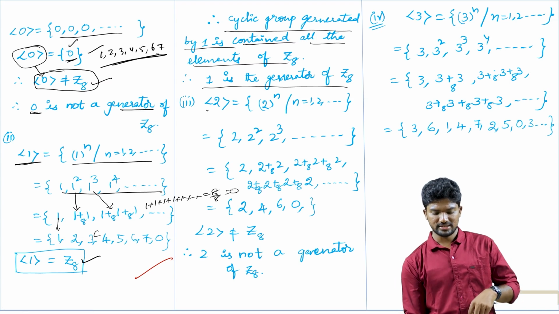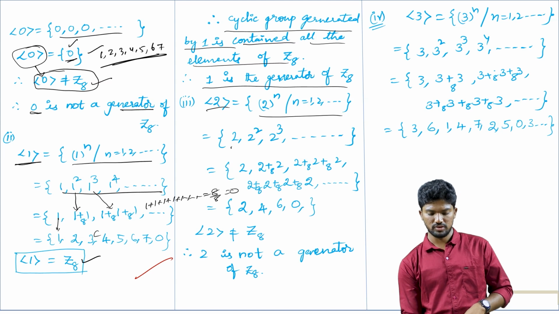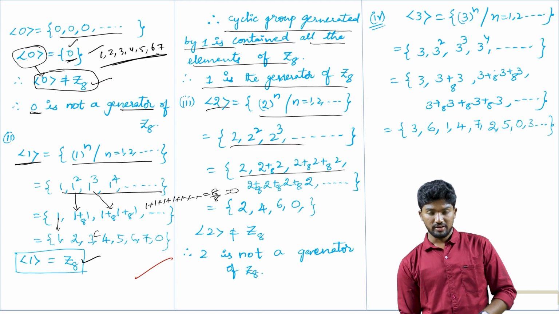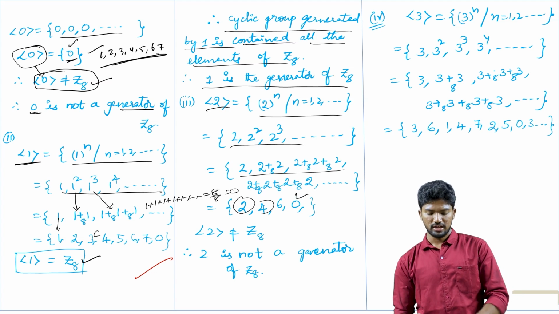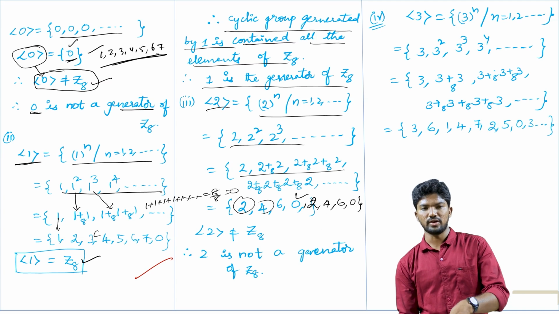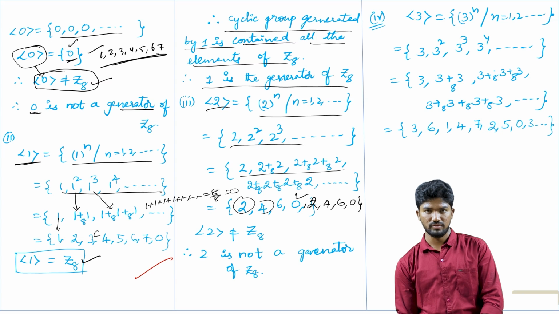Similarly, we have the third element 2. 2 power n, where n is equal to 1, 2, 3. You have to substitute the values, apply the addition modulo and divide. You will get the first value 2, 2 plus 2 is 4, 4 plus 2 is 6, next value 8, and 8 mod 8 gives remainder 0. If you proceed like that, again you will get the next value. After 0, the next value is 2, then 4, then 6. In this format you will get repetition of the values, so we have to terminate that set at 0.